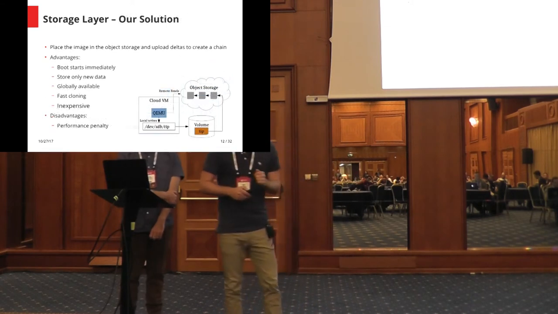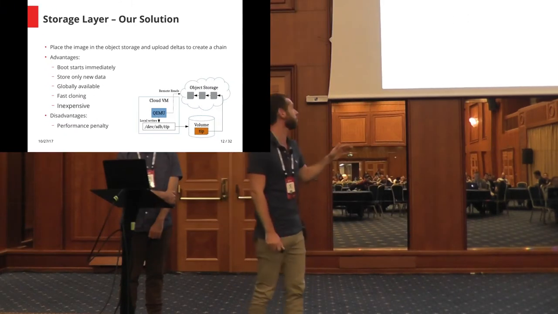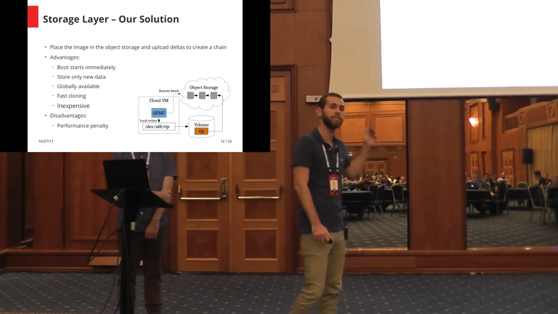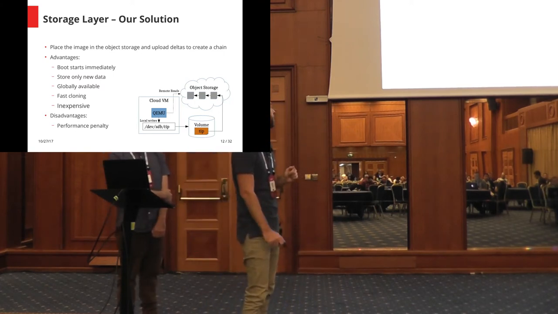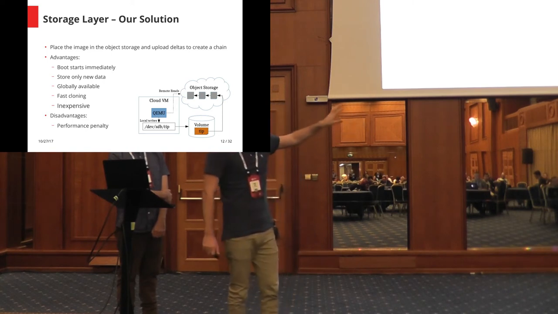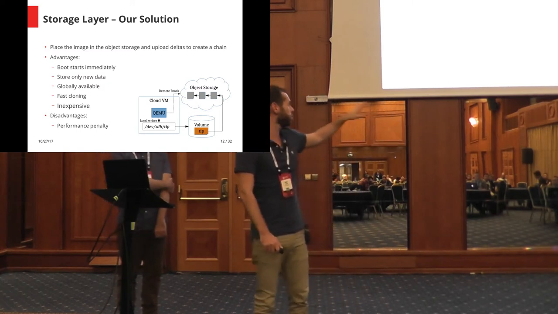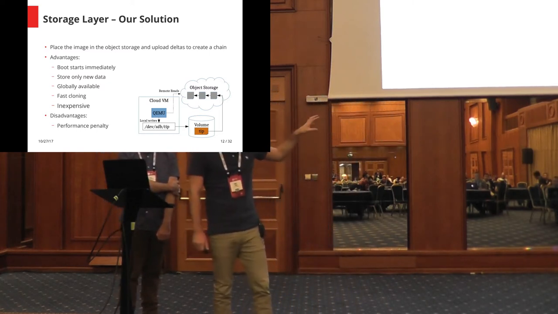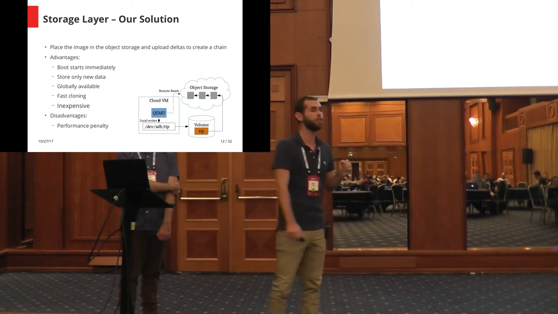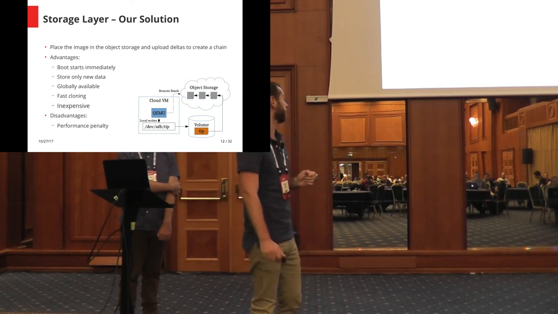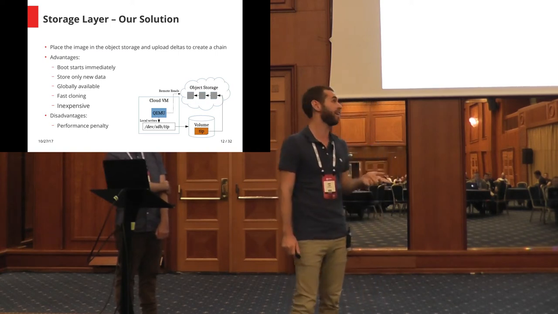Okay? So let me describe our solution, which is to place the base image in the object storage and then upload only the deltas, only the new writes, every time the VM needs to upload the data, whether it stops or a snapshot is taken. So what we do is we attach a volume to the VM, but it is meant only for the new writes. The new writes are written to the tip file, which is the local file that holds the new writes. And when we're done, we can upload the new file as a new link in the image chain. Okay? Then the reads could be done remotely. We don't need to download any data in advance.